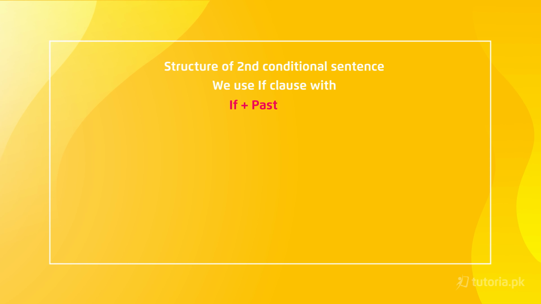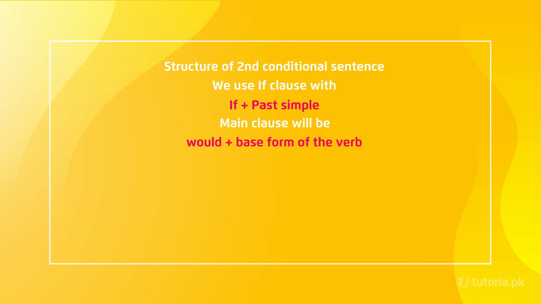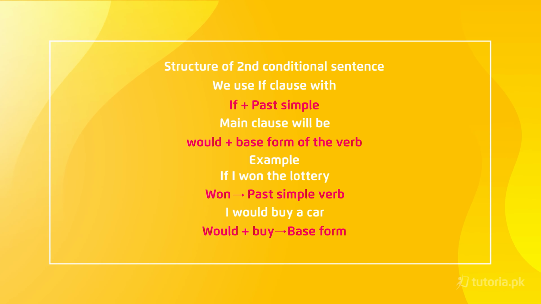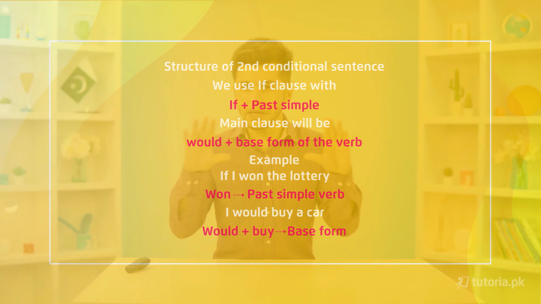Let's move to the structure of the second conditional sentence. We use the if clause with if plus past simple, and the main clause will go with would plus the base form of the verb. As I already mentioned in the example, if I won the lottery, here won is the past simple verb, and next, I would buy a car. In the main clause, would plus the base form of the verb, that is, I would buy a car. Would plus buy is the base form.